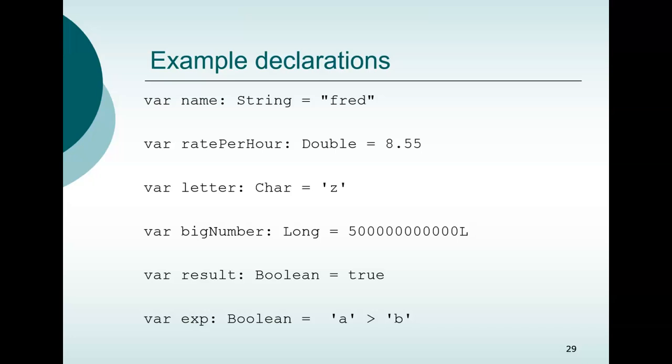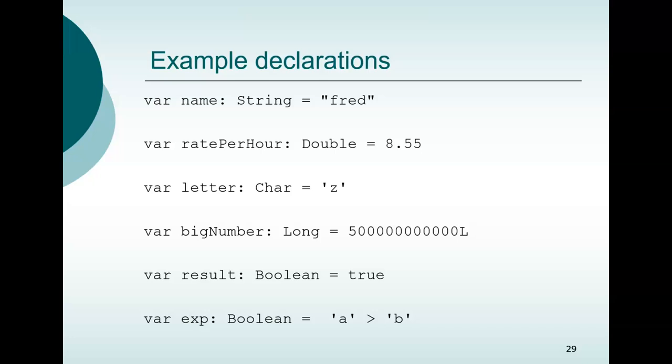Then you have bigNumber long. Then we have those long numbers. And you have to add L at the end of the number to indicate to the compiler that it is a long data type. So you need to add it. If not, it can cause an error. So you can see that bigNumber long equals 50000. The last character is capital L. That tells the compiler that the variable bigNumber is supposed to hold a long data type.